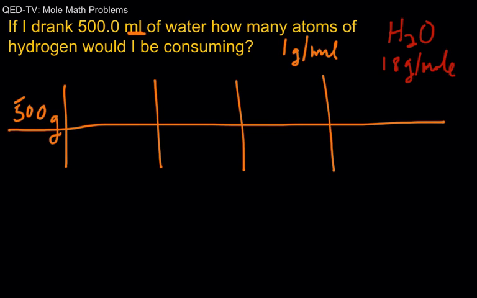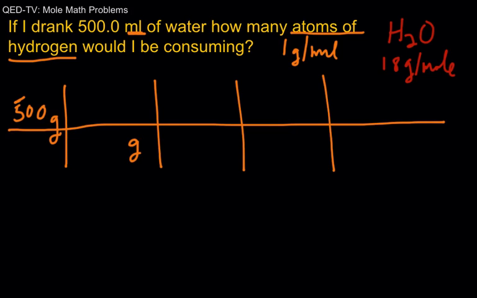I am trying to get to atoms of hydrogen. You always need to know where you're going. Atoms of hydrogen. So I'm starting with grams. I clearly don't want grams, so I just automatically take that unit and I put it down into the next conversion factor place. And I think, okay, what do I know with grams? What conversion factor do I have with grams?